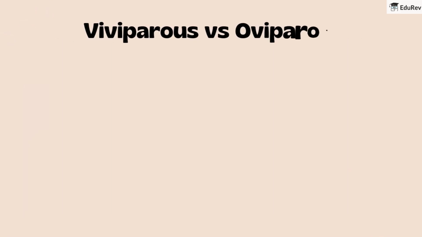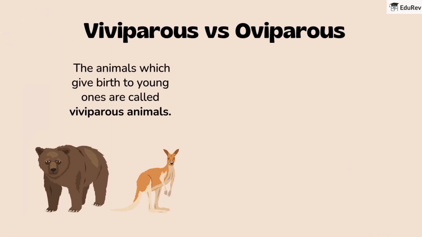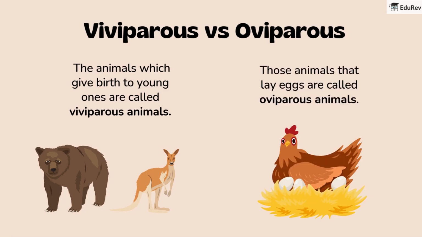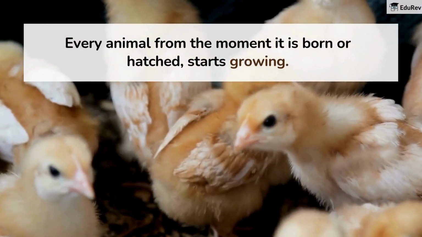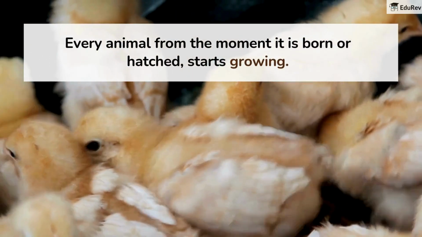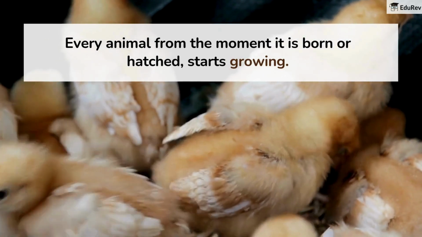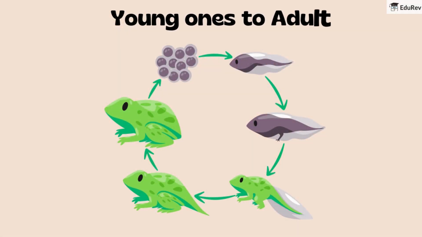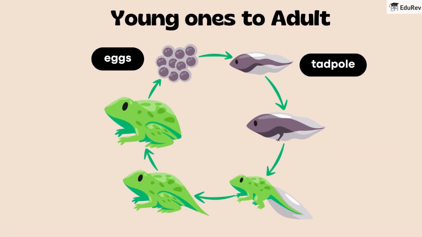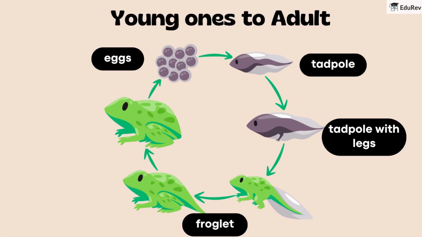Now, animals can be viviparous or oviparous. The animals which give birth to young ones are called viviparous animals. Those animals that lay eggs are called oviparous animals. Every animal, from the moment it's born or hatched, starts growing. For example, a frog goes through a wild journey from being an egg to a tadpole, then a tadpole with legs, until it finally becomes a froglet and then an adult frog.